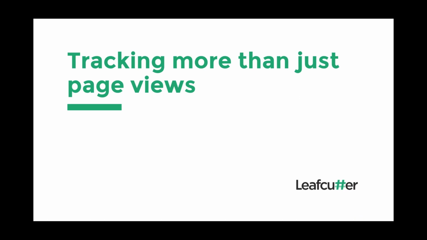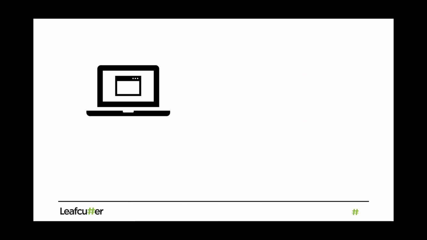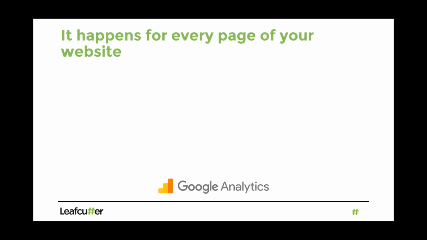So the first thing is tracking more than just page views. And this comes back to default Google Analytics and what it gives us. When you go to a website and the JavaScript loads on that page for Google Analytics, your browser then sends a message over to Google Analytics, which feels like magic, and all it's telling Google at that time is, oh, hey, a page was loaded. It doesn't actually tell you anything beyond that. So it happens for every single page.